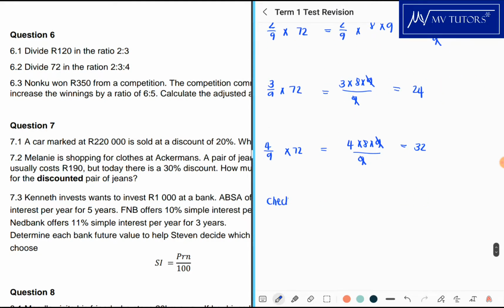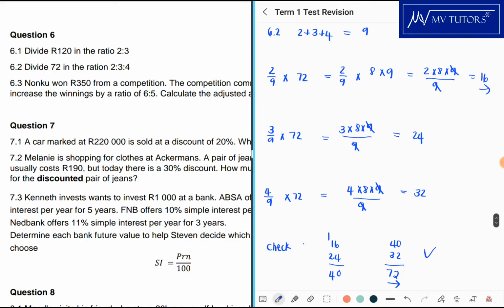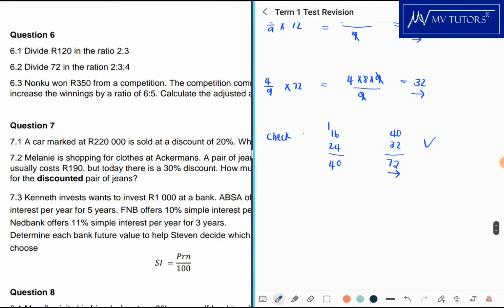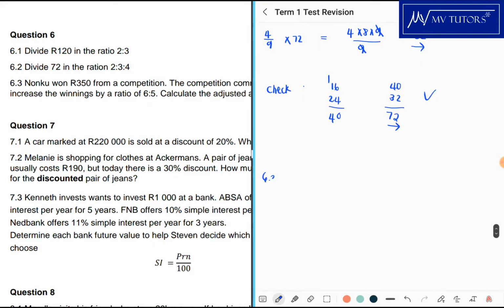Now we need to check. Will I get 72 when I'm done? So I have 16 plus 24. What does that give me? It gives me 40. And if I take 40 plus 32, what does that give me? It gives me 72. So I am very confident in my answers over there. We were able to divide 72 in the ratio 2 to 3 to 4. Great. Now we get to 6.3.